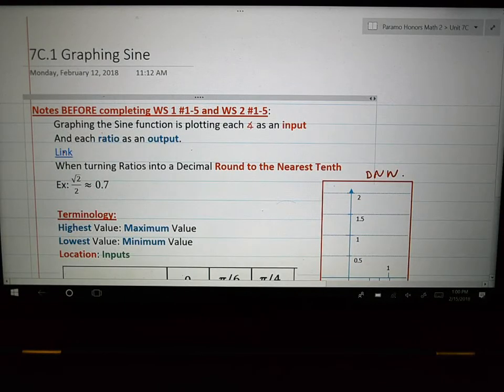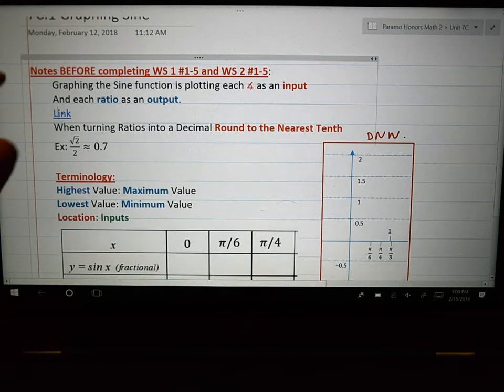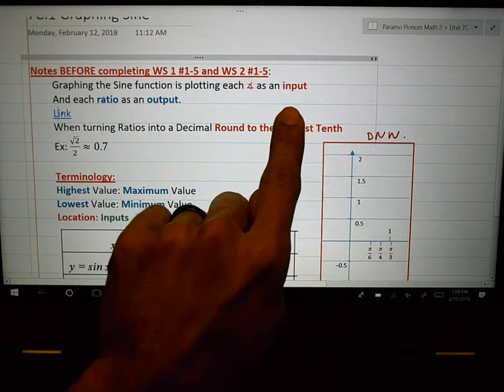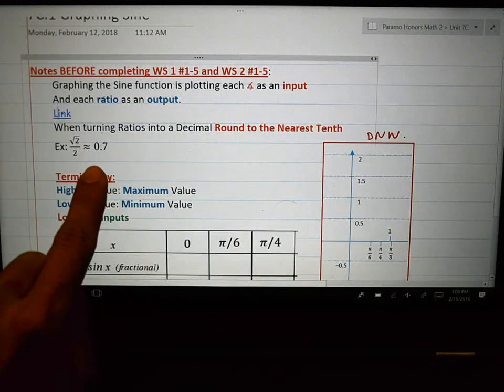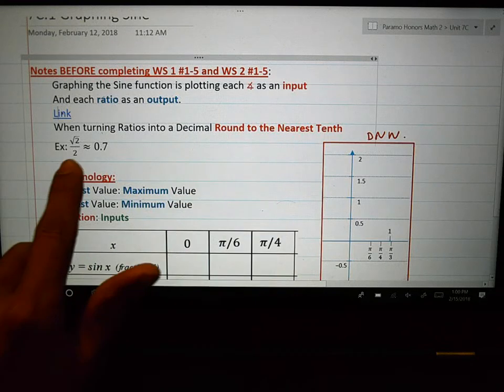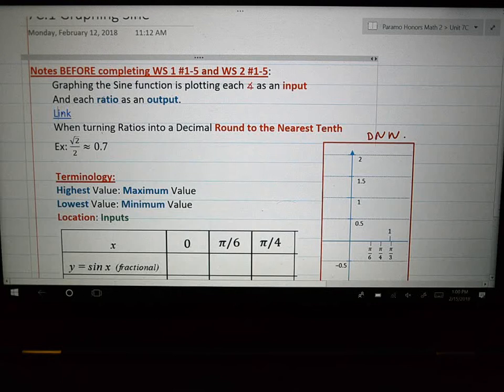Okay? So with that being said, this is what we are going to do. We are going to graph the sine function by plotting each angle as an input and each ratio as an output. And we're going to be turning ratios into decimals, rounding to the nearest tenth. For example, root 2 over 2 will be about 0.7.